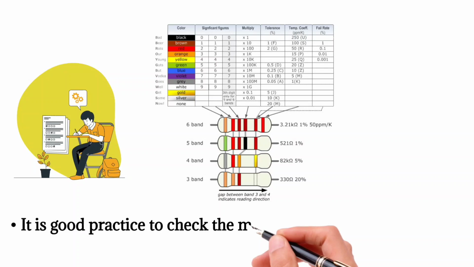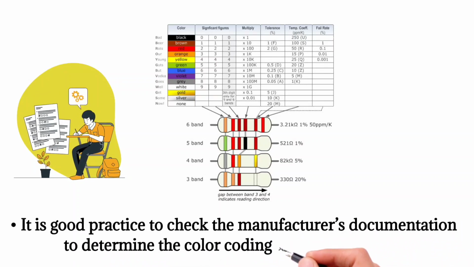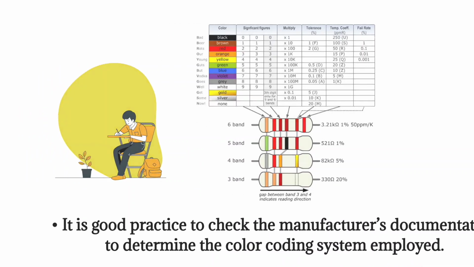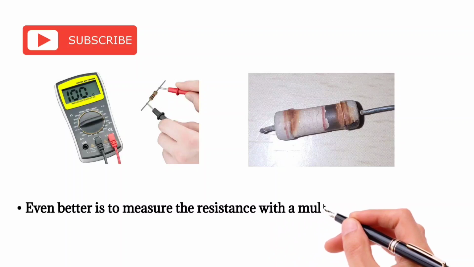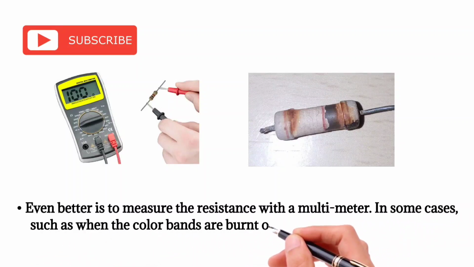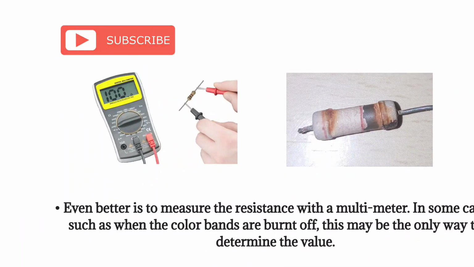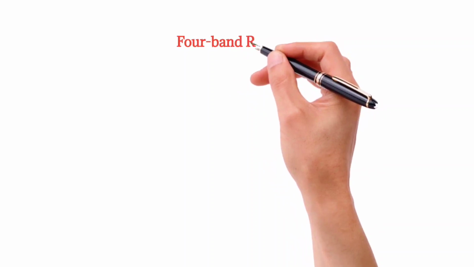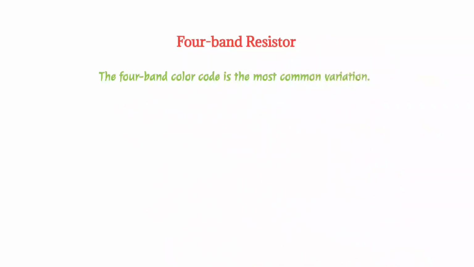It is good practice to check the manufacturer's documentation to determine the color coding system employed. Even better is to measure the resistance with a multimeter. In some cases, such as when the color bands are burnt off, this may be the only way to determine the value. 4-band resistor. The 4-band color code is the most common variation.